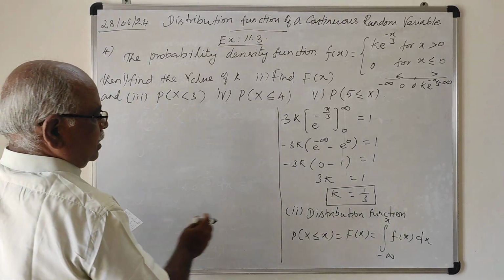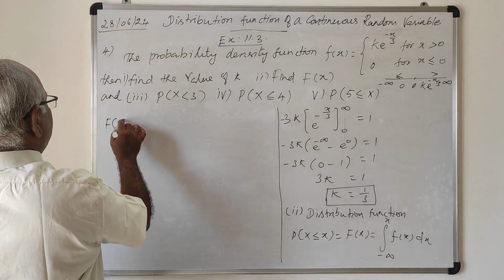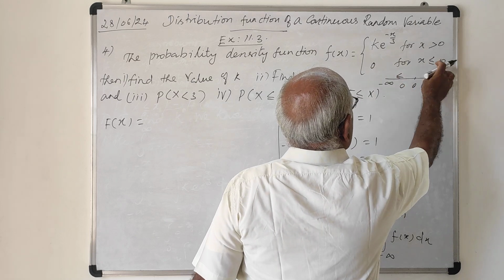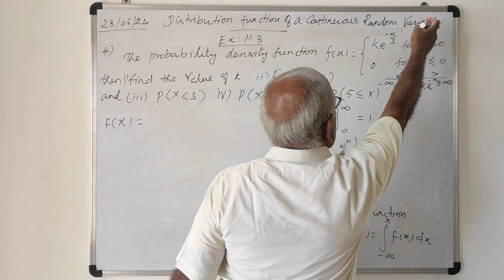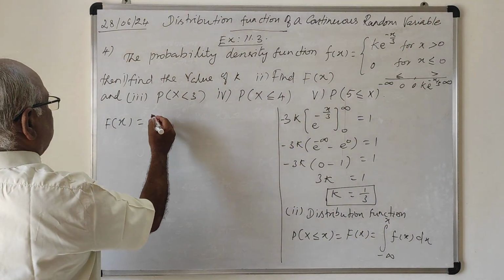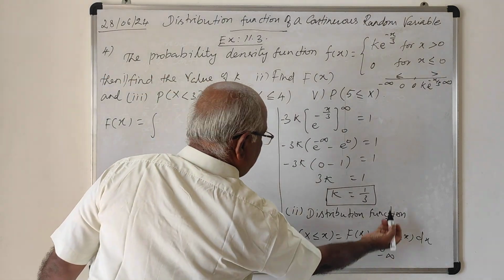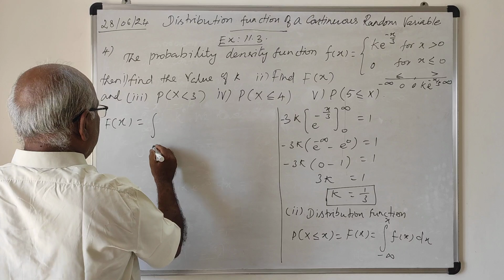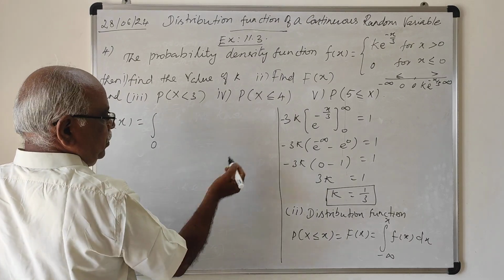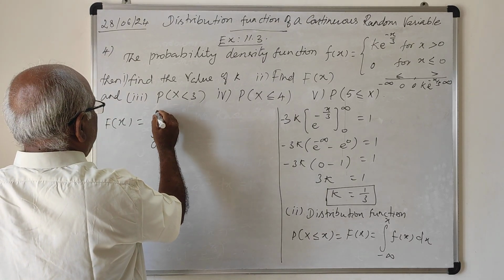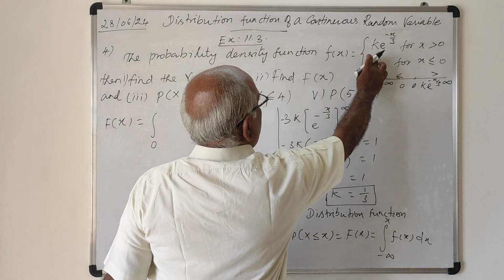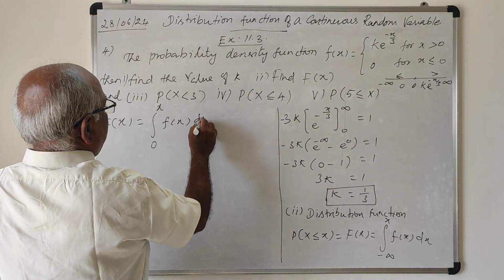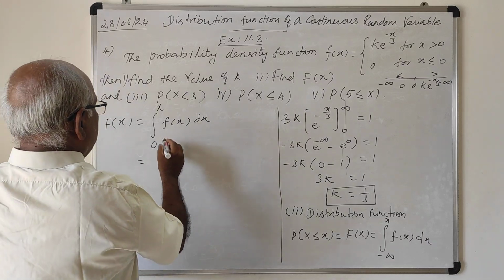The distribution function is the probability of X less than or equal to x, capital F of x. It is the integral from minus infinity to 0 of the function, which is 0, plus the integral from 0 to x, where x is greater than 0, of f of x dx.